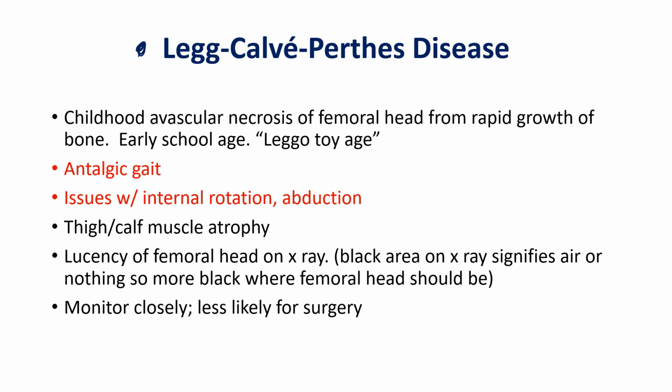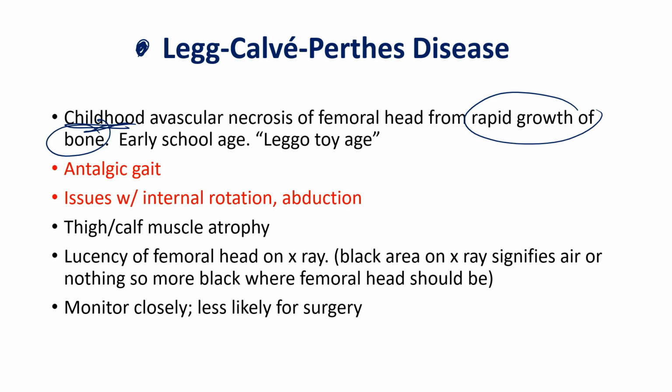All this is, I was confused because when I first started studying this, I thought that Legg-Calvé-Perthes disease was a completely different disorder than something like avascular necrosis of the femoral head, but that's not right. Actually, all this is a childhood avascular necrosis of the femoral head, but the reasoning is they think it's due to rapid growth of the bone.